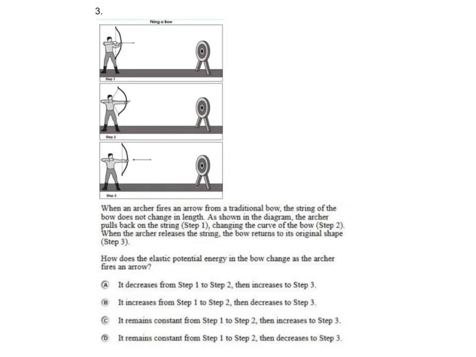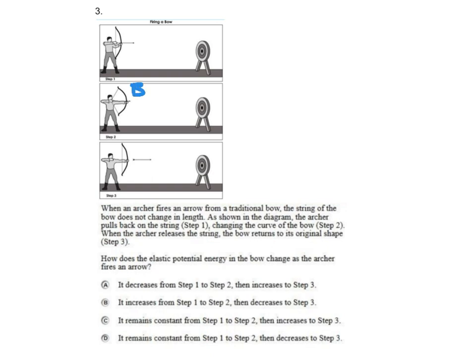All right, we've got an archer firing an arrow. Maybe it's Chloe because I know she shoots a bow and arrow. But it's also an example of gaining and transferring elastic potential energy. So in step one, if we notice, the bow is not stretched or compressed. Therefore, if there's no stretch or compress, there is no gain of that elastic potential energy.